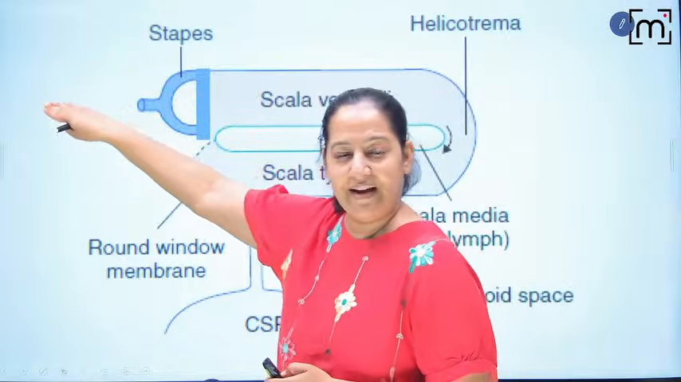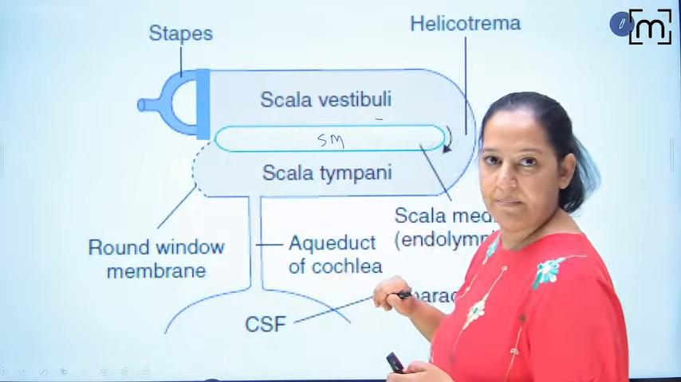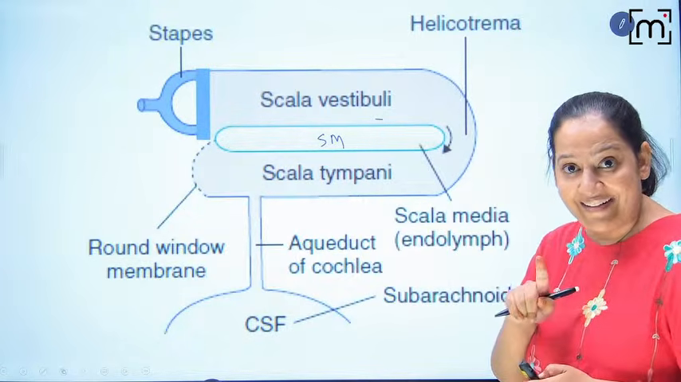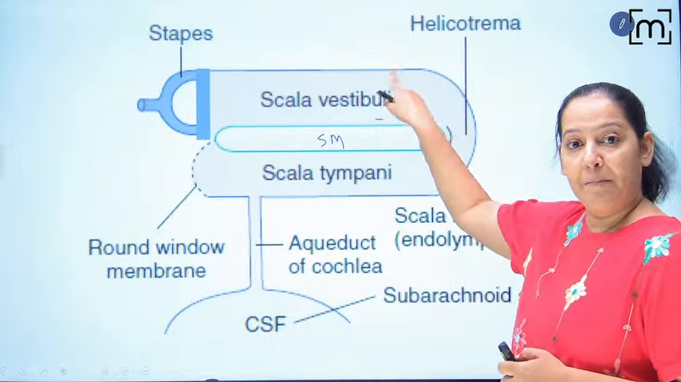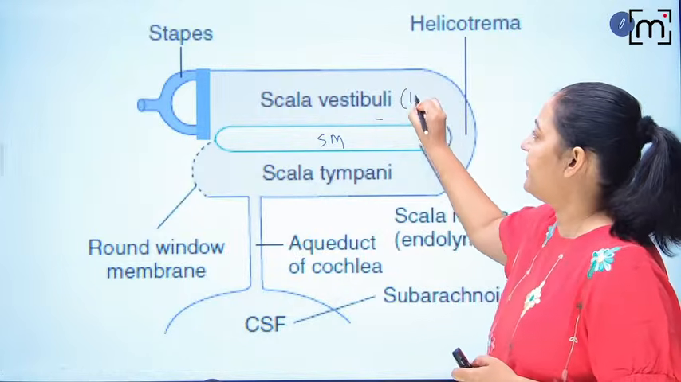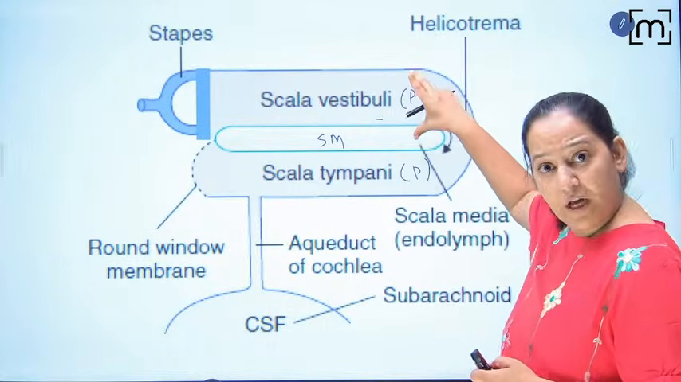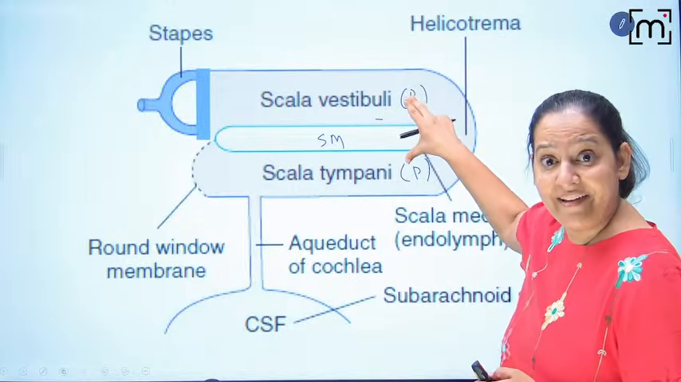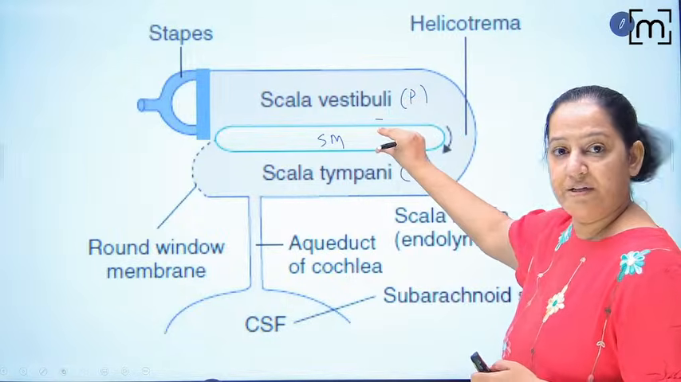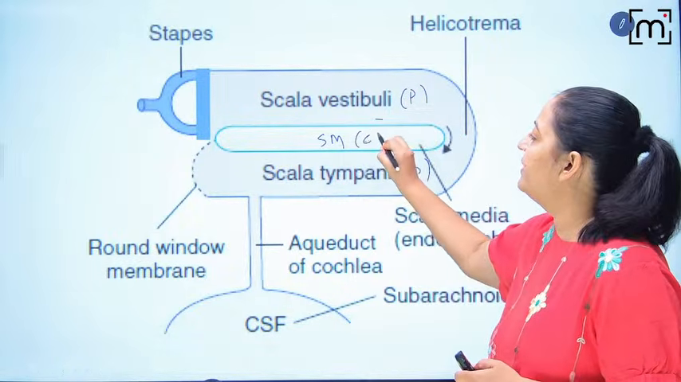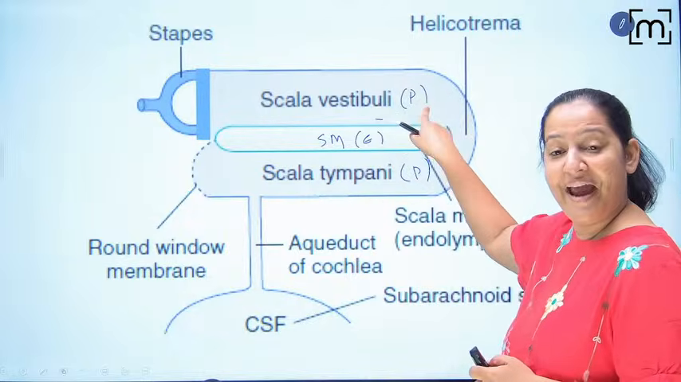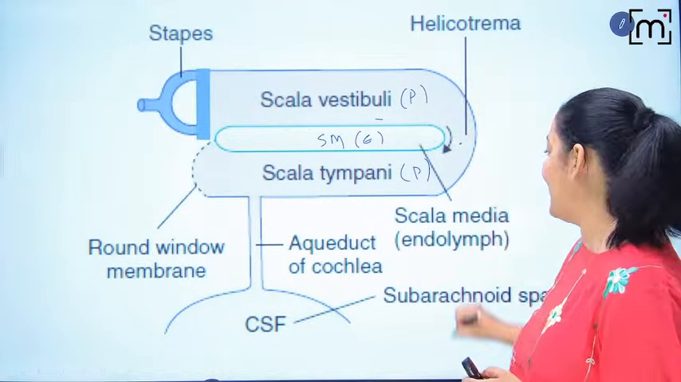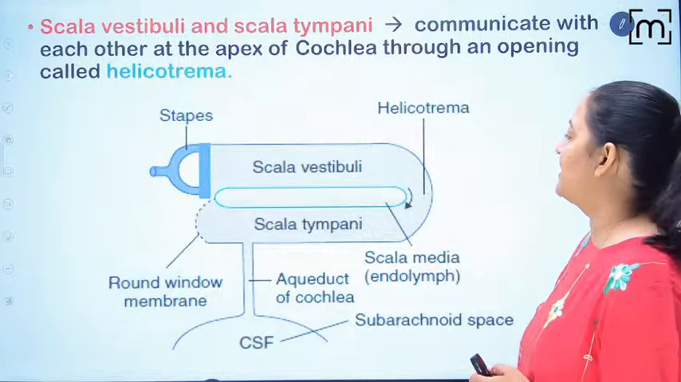The scala vestibuli is connected with the middle ear via the foot process of stapes. The vestibuli and tympani both contain perilymph, because both are bony labyrinth. Inside, these are like a tire, inside which there is a tube. The tube contains the endolymph. The tire is connected with itself at the apex, and the connection is known as helicotrema.